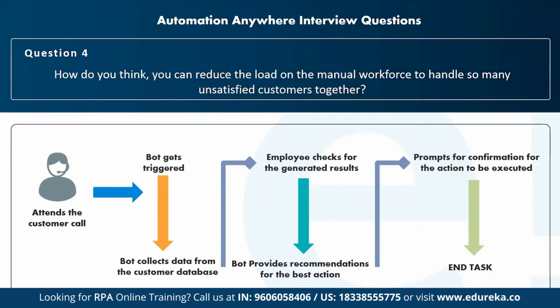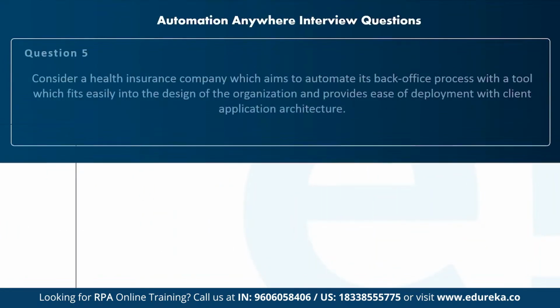If the action is to be executed, then the agent takes over that question and passes on to the customer, and then that's how the conversation keeps on going. So that's how the task ends also, guys. So guys, this is how you can reduce the load on manual workforce to handle many unsatisfied customers together. Now let's move forward with our next question.